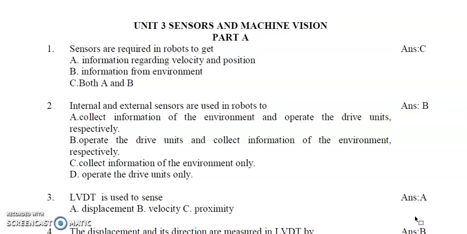The second question, internal and external sensors are used in robots to A, collect information of the environment and operate the drive units respectively. B, operate the drive units and collect information of the environment respectively. C, collect information of the environment only. D, operate the drive units only. So in the first question itself I told, the internal sensors are used to collect the information regarding velocity and position to operate the drive units. Some sensors are used to collect the information from environment. They are called as external sensors. So the option B is the right answer. Internal sensors are used to operate the drive units and external sensors are used to collect information from the environment. So choice B is the correct answer.